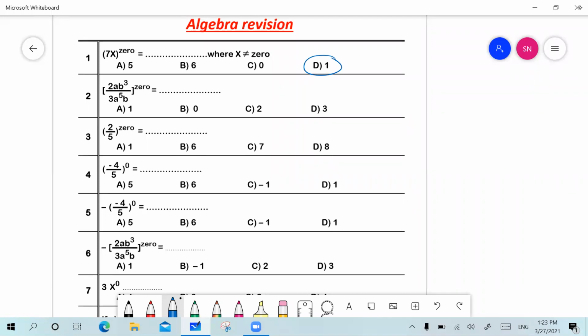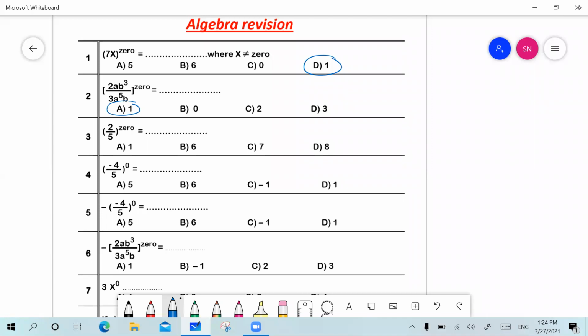2ab to the power of 3 over 3a to the power of 5b, all raised to the power of 0. This is going to equal, Mona? Yes, 1. But let's be careful about something.